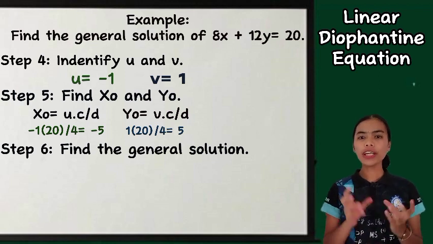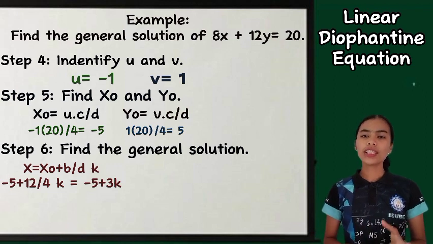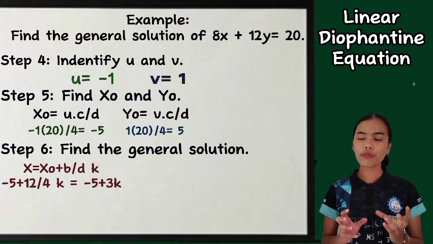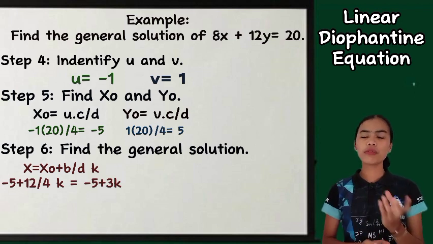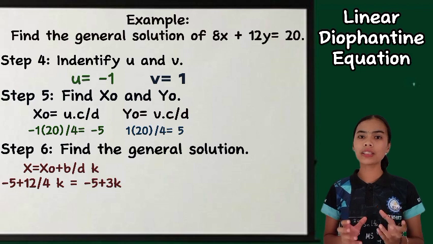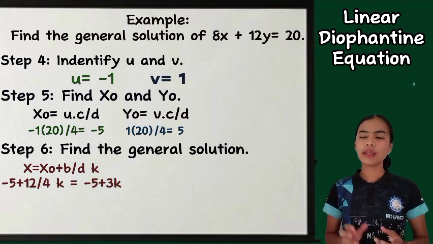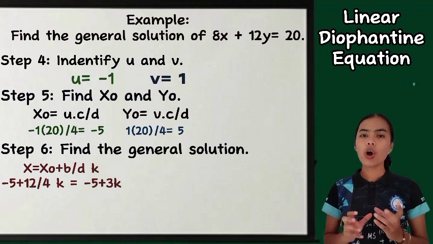So let's move on to our last and sixth step, which is finding our x and y. In finding our x, we have a formula: x sub o plus b over d multiplied by some integer k. Since our x sub o is equal to negative 5 plus our b, which is 12, divided by our GCD, which is 4, multiplied by some integer k, we arrive at the answer negative 5 plus 3k.